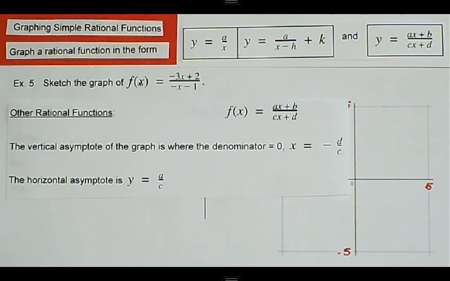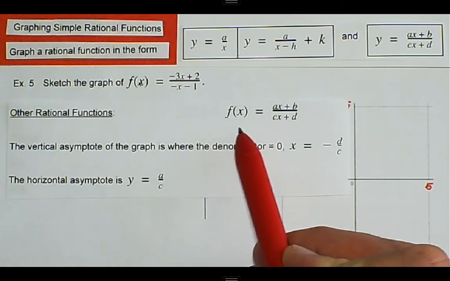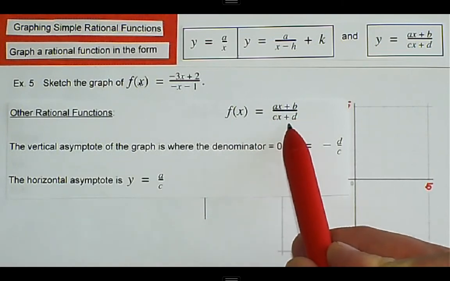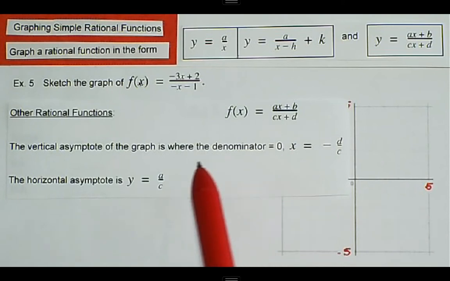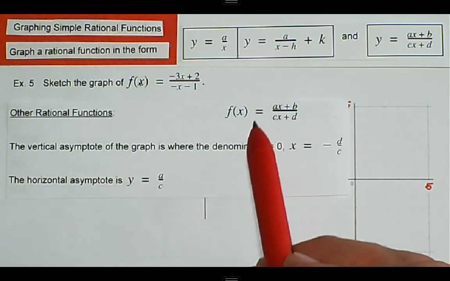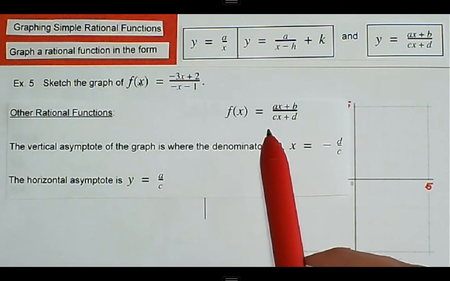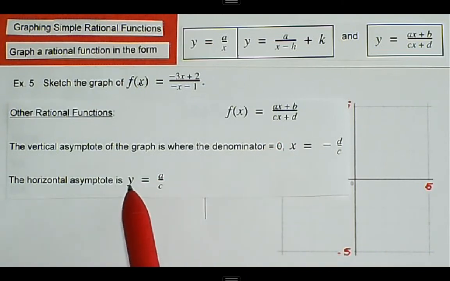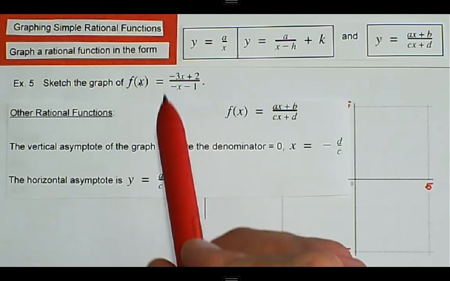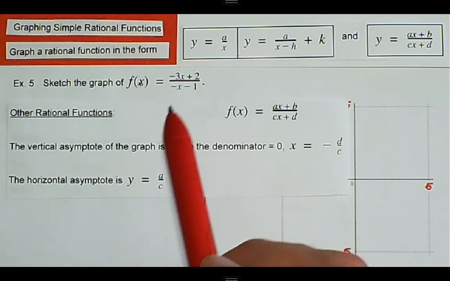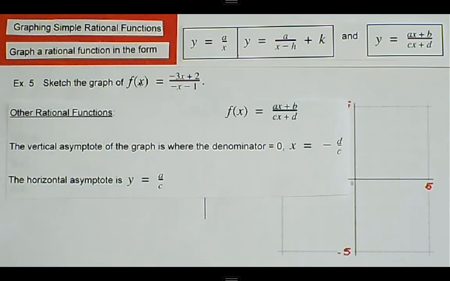We are graphing simple rational functions, in the form f of x equals a times x plus b divided by c times x plus d. To calculate the vertical asymptote, we set whatever's in the denominator equal to 0, and that gives us our vertical asymptote. Our horizontal asymptote is calculated by taking the lead coefficients and making a fraction, a divided by c, and that will give us our horizontal asymptote.